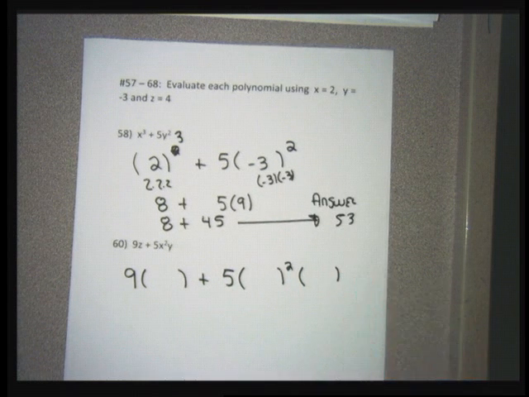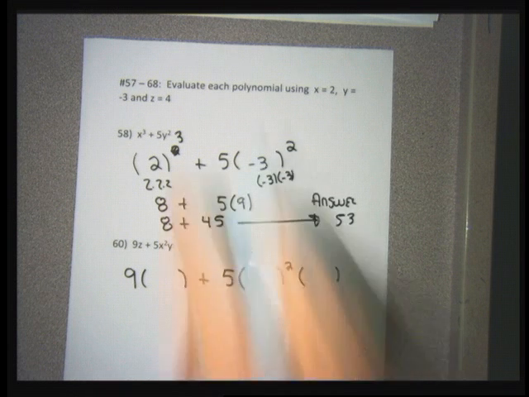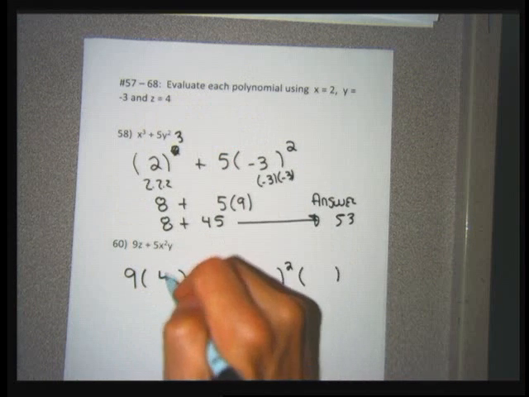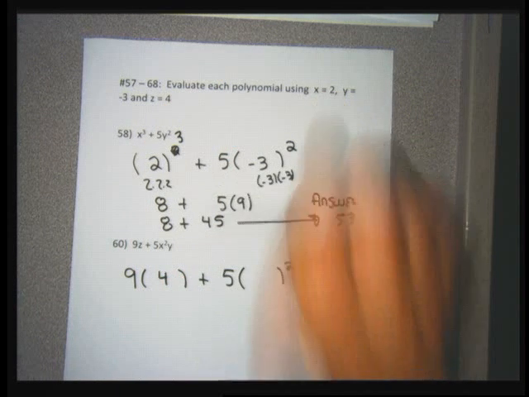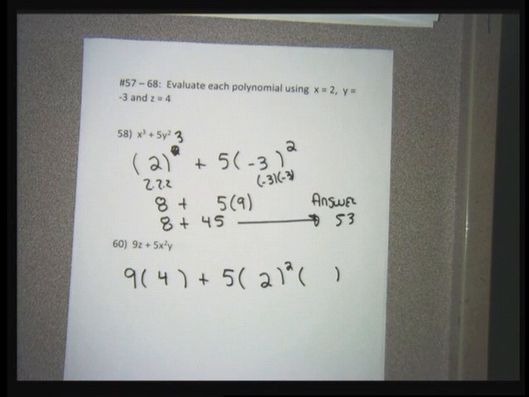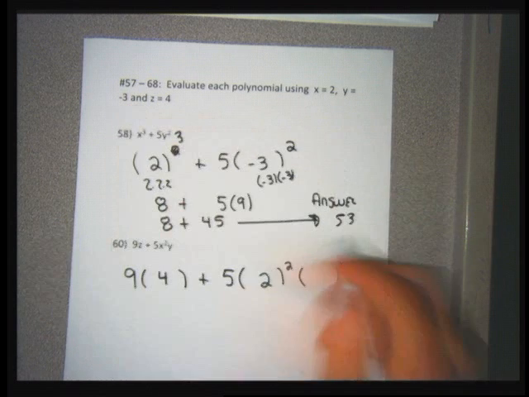So for problem 60, I wrote the problem and I deleted the z, the x squared, and the y. I left a parentheses where the z, the x, and the y were. And this problem tells me to plug 4 in for z, so I'm going to plug 4 in for z. It tells me to plug in 2 for x, and it tells me to plug negative 3 in for y.